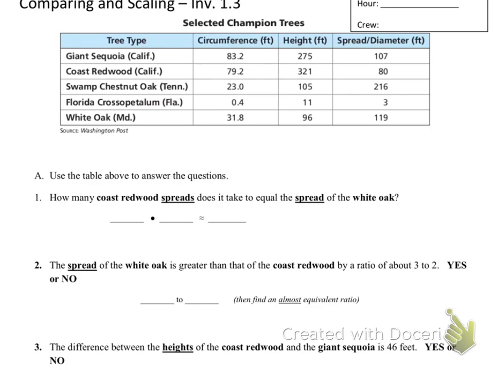Okay, for this lesson, what we're going to be doing is comparing some of the largest trees in the world: the giant sequoia, the coast redwood, the swamp chestnut oak, the Florida cypress, hope I'm saying that right, and the white oak. Now, there's three things that we're going to be measuring in this case: the circumference, the height, and the spread. Now let's talk a little bit about what that means.